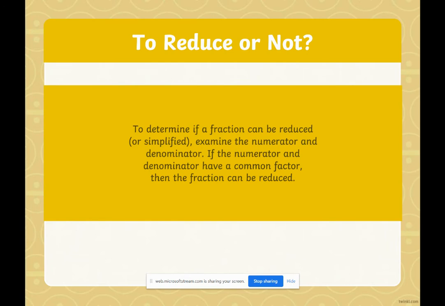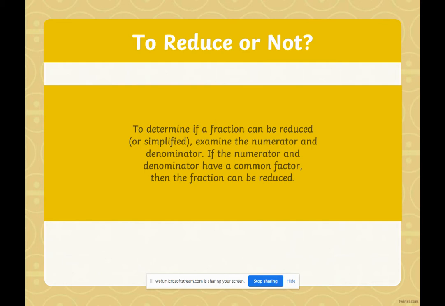Yesterday we spoke a little bit about why we would reduce fractions. Essentially, it takes big fractions that look like really big numbers or that are represented with very large numbers. And when you break them into their simplest terms, they become more familiar and easier to work with. So to determine if a fraction can be reduced or simplified, you have to examine the numerator and the denominator.